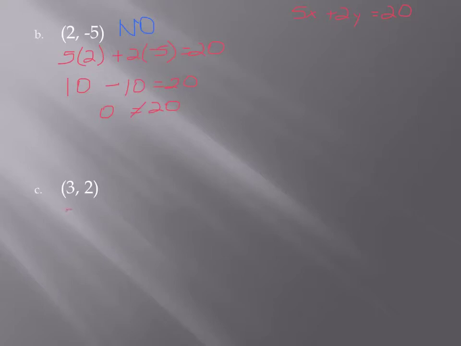C, 5 times 3 plus 2 times 2 equals 20. 5 times 3 is 15. 2 times 2 is 4. 15 plus 4 is 19, which is not equal to 20. So (3, 2) does not lie on the line either. It is not a solution.